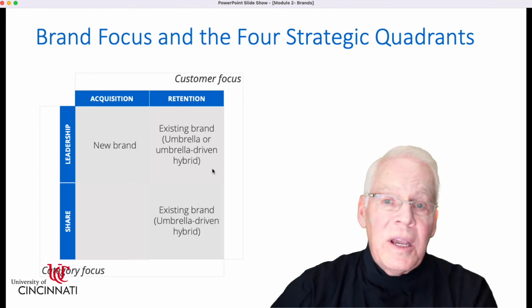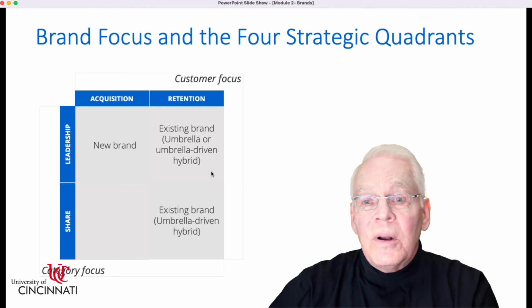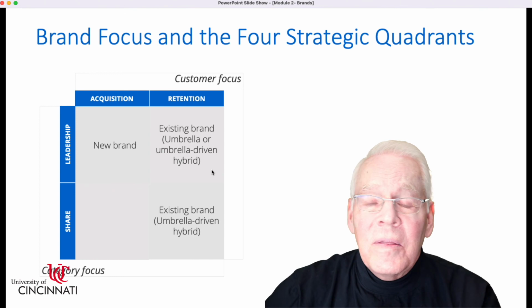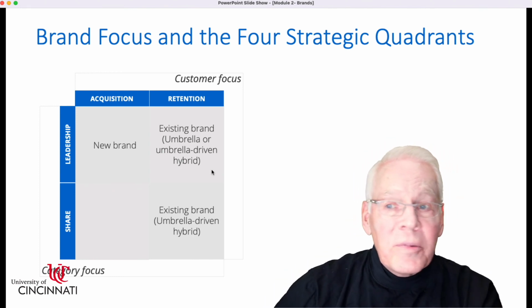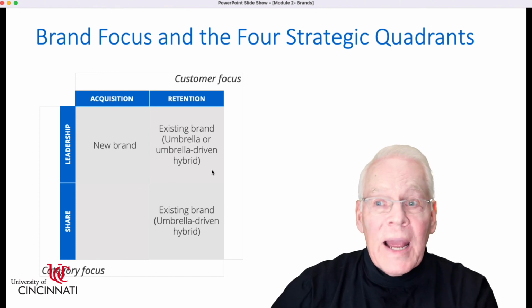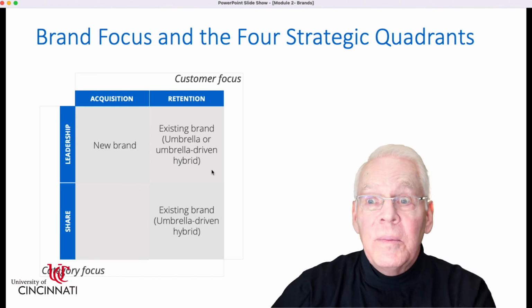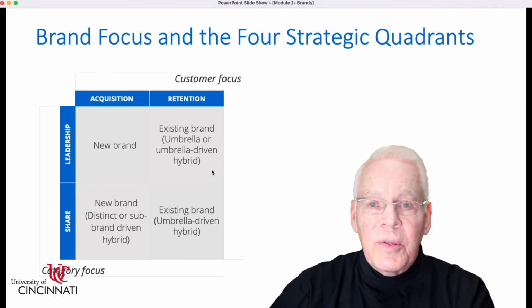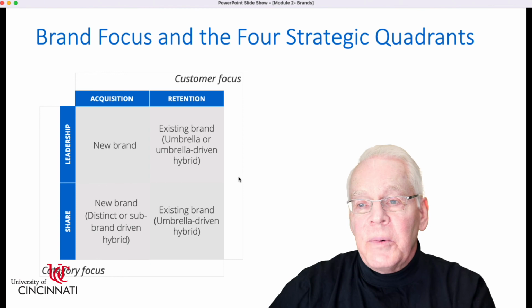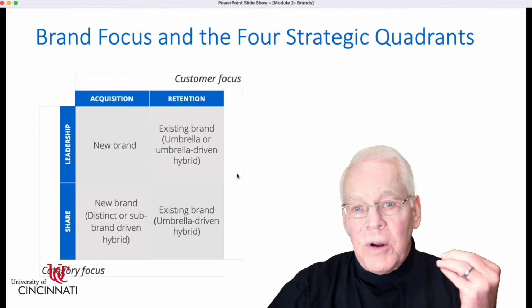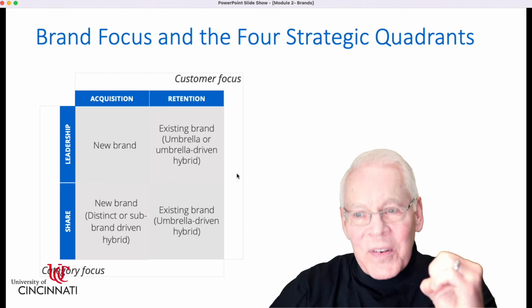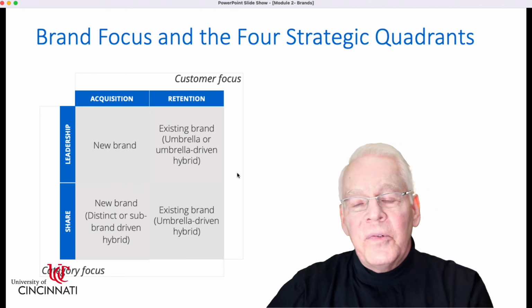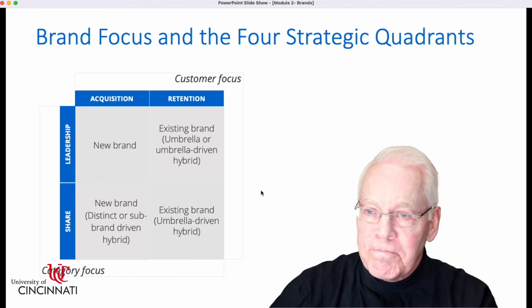Whereas quadrant 3, again, it's an existing brand, probably more of an umbrella-driven hybrid, something that you realize with multi-brand customers is they're using multiple brands. They like a lot of choices, and so hybrid brands give them those choices. Think about Marriott, you stay at different Marriott properties, and so the hybrid model works very well down in quadrant 3. But over in quadrant 4, where you're dealing with competitive customers, you're really going to have to hit them hard with some new brand, probably distinct or sub-brand driven, something specifically tailored to their needs to make them consider trying you or switching over to you.